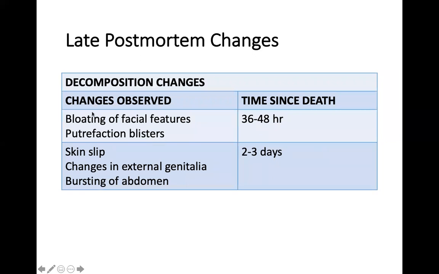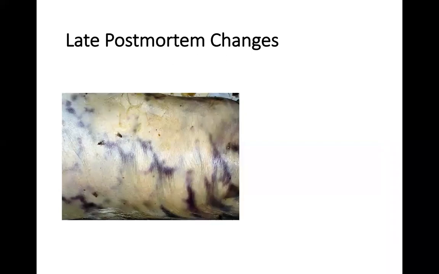Pag sinabi natin bloating of facial features, it occurs around 36 to 48 hours. Of course, sa bloating, nandun yung mga blisters natin. While in 3 to 6 days, 2 to 3 days, skin slip, changes in external genitalia, and bursting of abdomen secondary to the gas formation. Okay? So this one, so this is arborization of the greenish discoloration. Okay? Secondary to self-hemoglobin, all right?